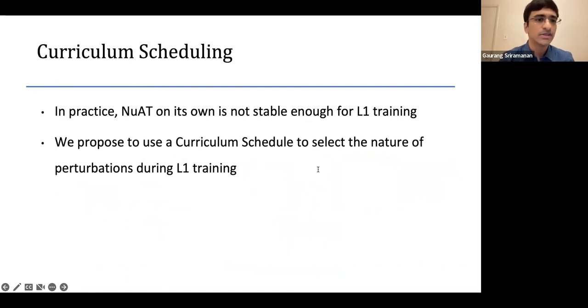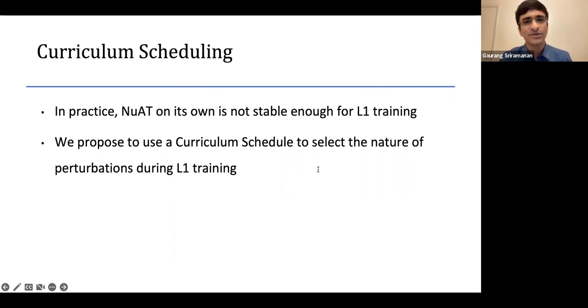However, to rectify this situation, we propose a curriculum schedule to select the nature of these L1 perturbations during training. We find that different curricula are effective in practice, including those that incorporate the robust accuracy on training samples observed at a given epoch to dynamically vary the perturbation budget at different rates. Using this method, we ensure that the model learns on simpler adversaries at the start of training and more difficult adversaries as training progresses.